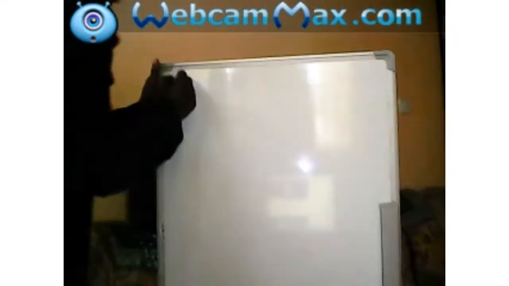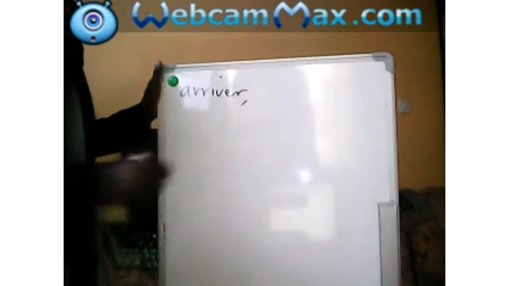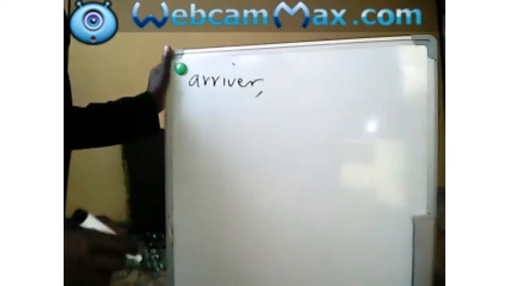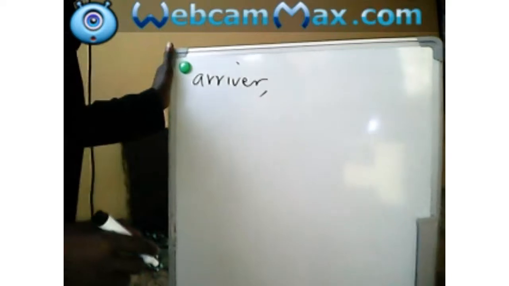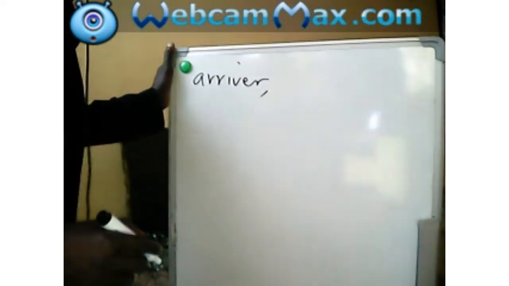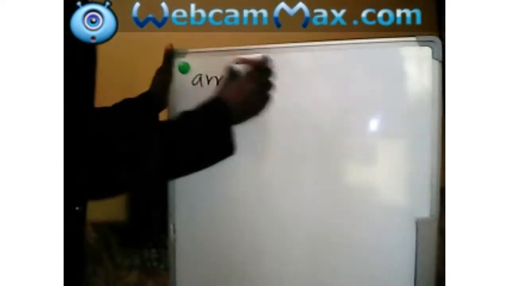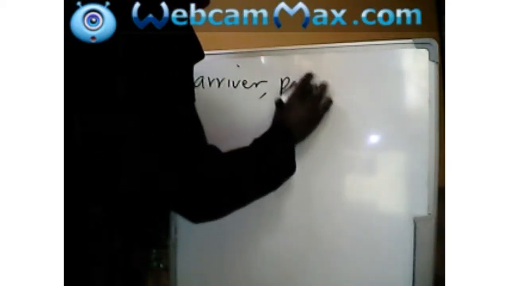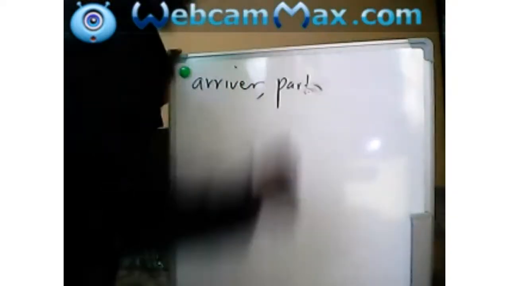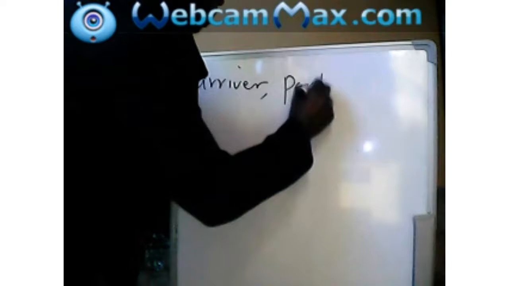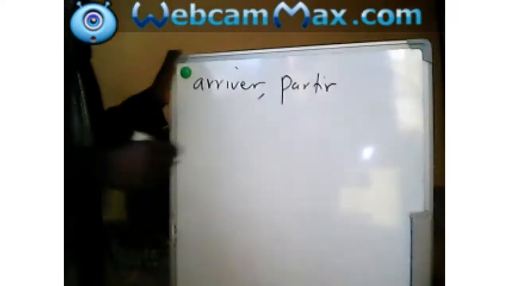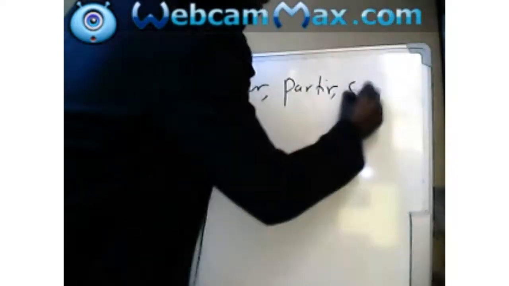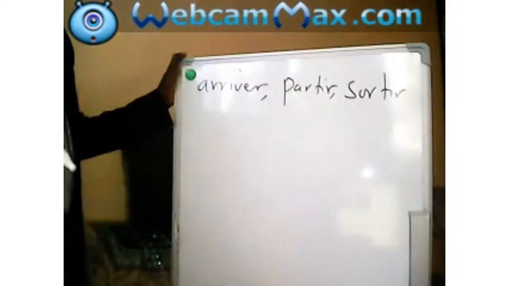So the following verbs: we have the verb arriver. Brian, can you see? Yes, it's clear. Arriver, to arrive. We have the verb partir, to leave. We have the verb sortir, to go out. Remember, we talk of verbs of motion.